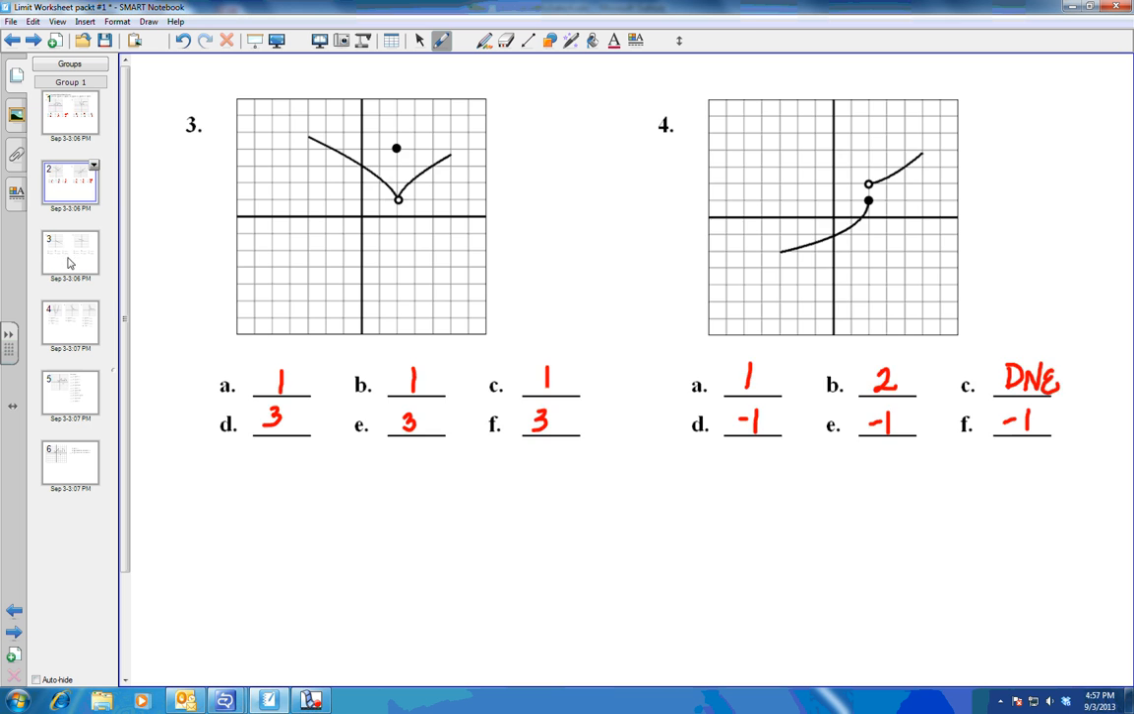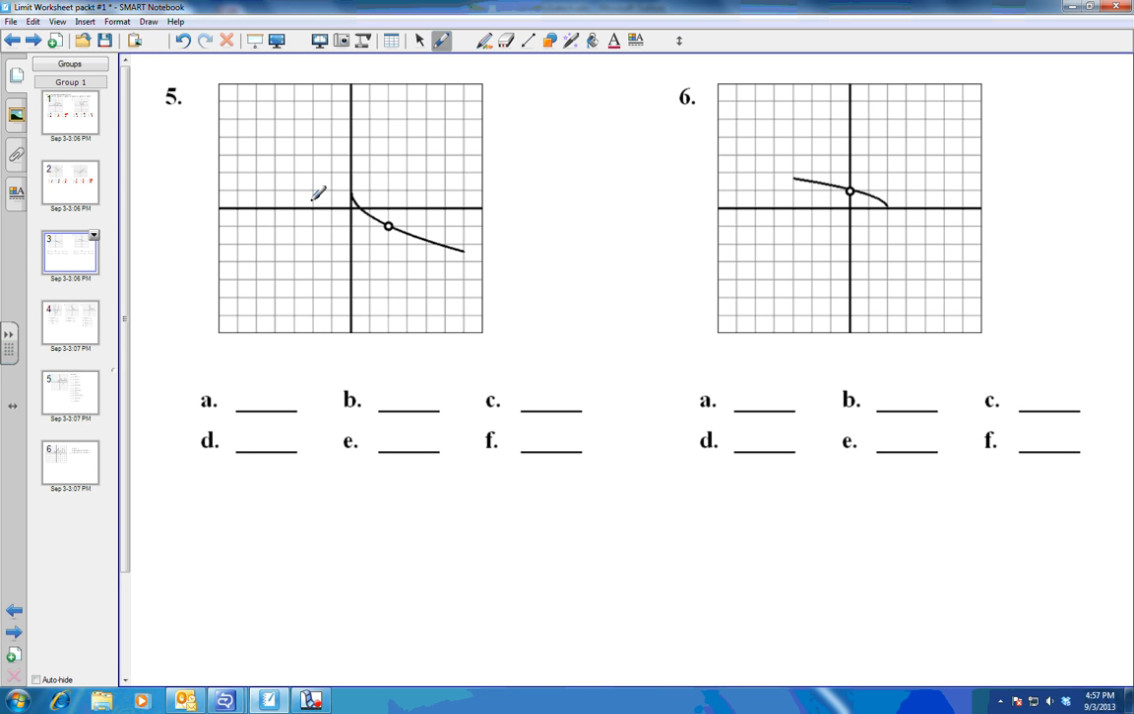Number 5, the limit as x approaches negative 2 from the left. From the left, it's negative 1. It doesn't matter that it's an open circle there. From the right, the limit as x approaches negative 2 from the right, it's negative 1. And so my total limit is negative 1.